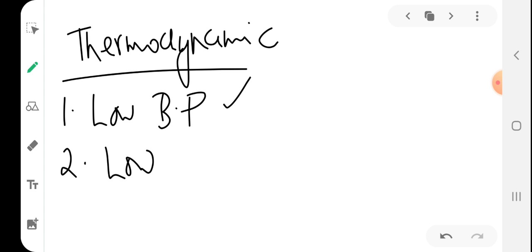And the next point is it should have a low freezing point.